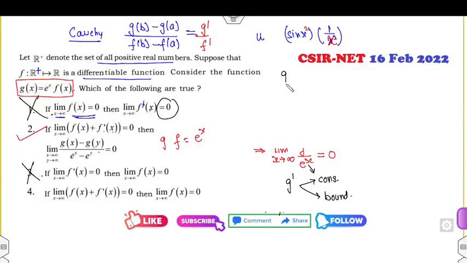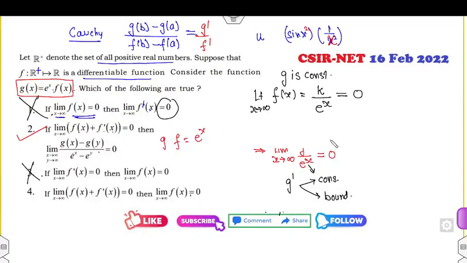If g is a constant, fine, then what is my f(x)? g is a constant, say k over e raised to power x. What will happen if x approaches infinity? That will go to 0.